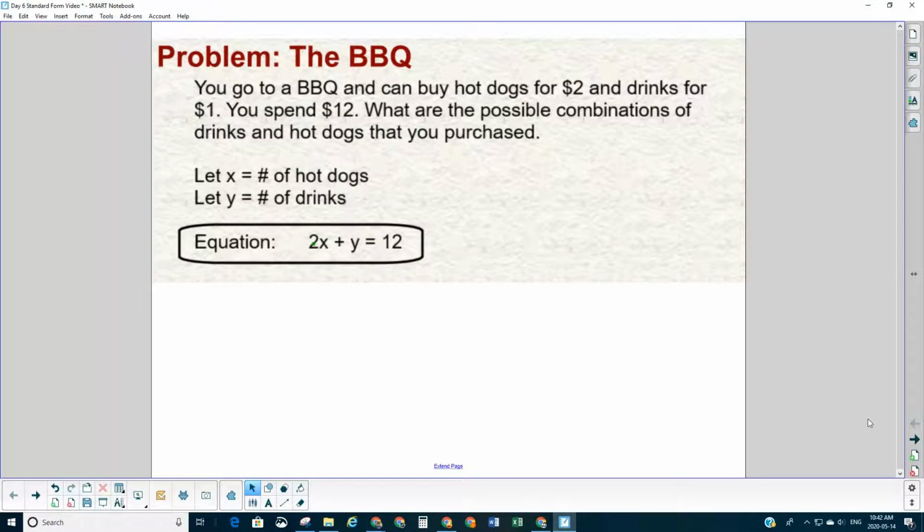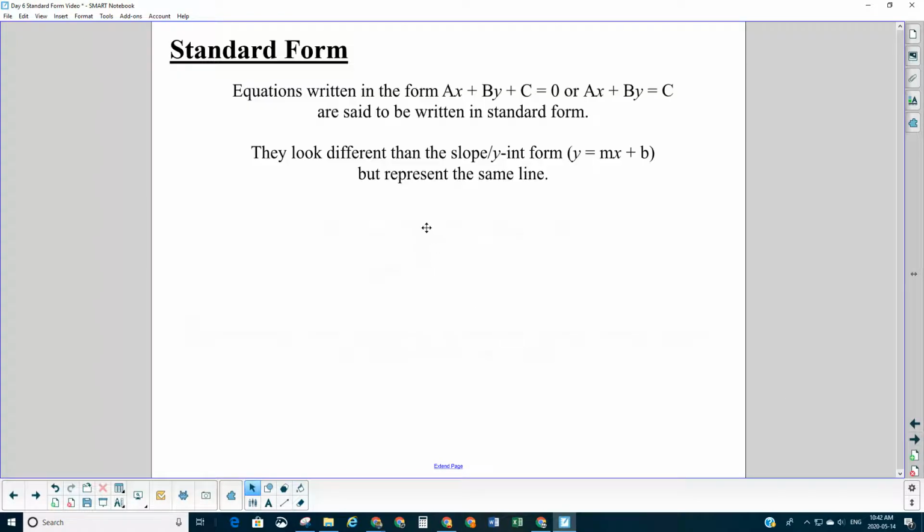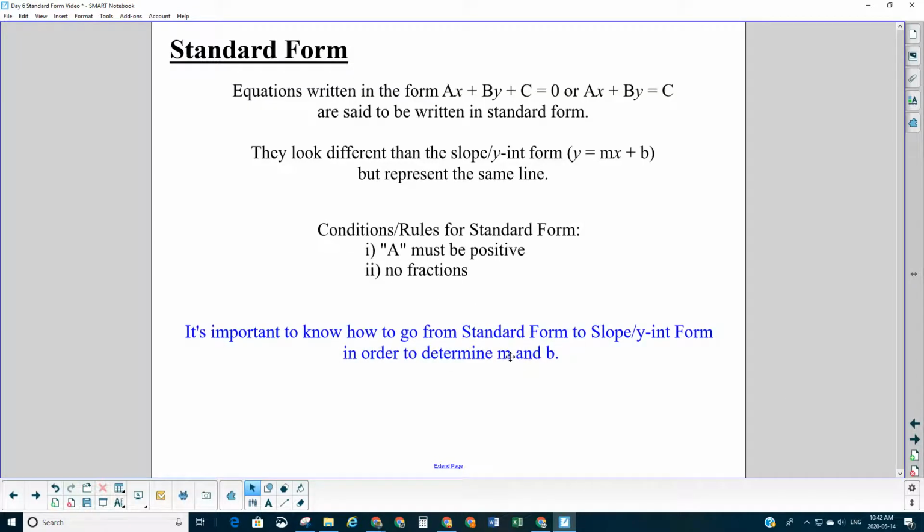So knowing how to go back and forth is really what's going to be most valuable, so that we can figure out the slope and the y-intercept, regardless if it's given to us in standard form or in the easier version, slope and y-intercept. So that's what we're going to do today.